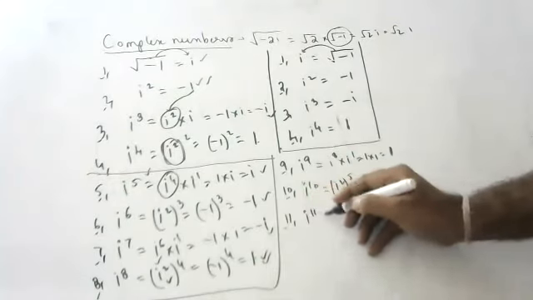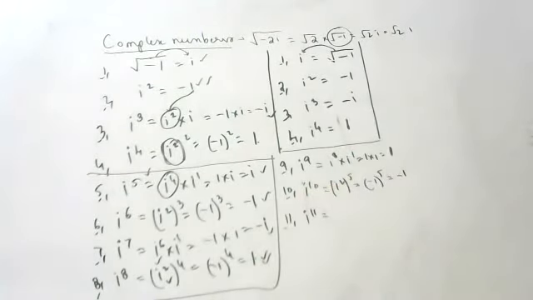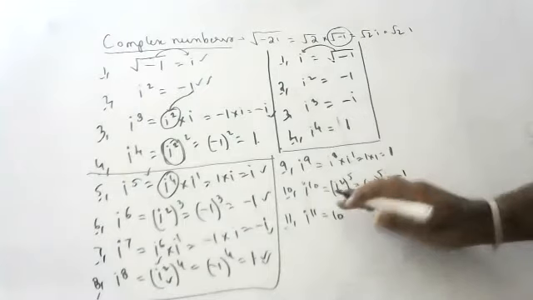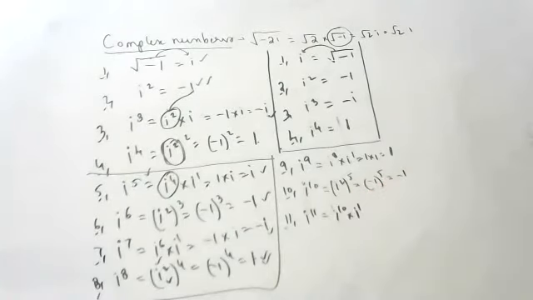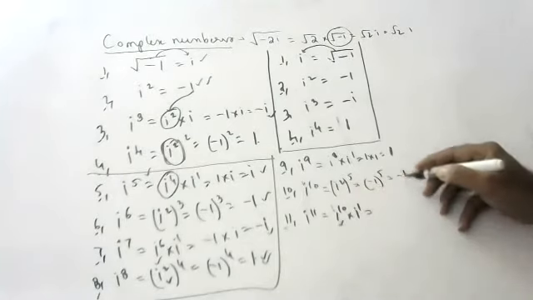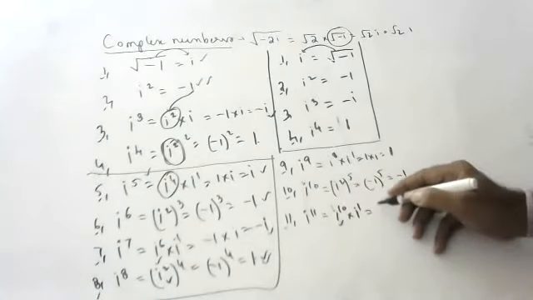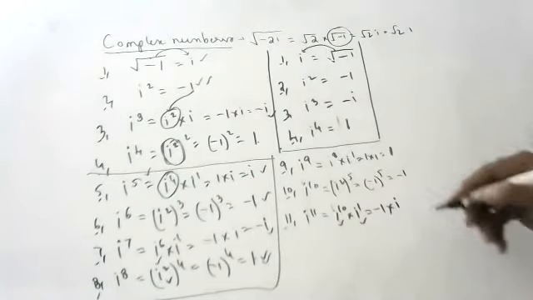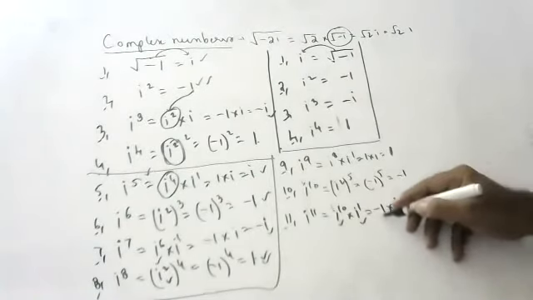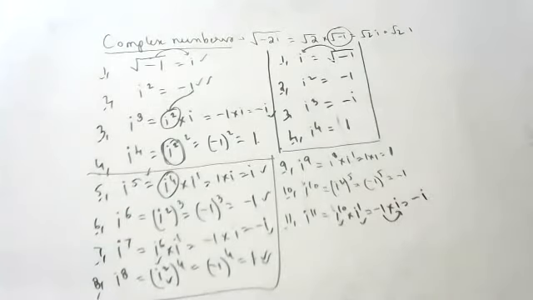Jitin, can you tell I to the power of 11? Sir, I to the power 11 is I10 into I1. I10 is how much? Minus 1. I1 is how much? I. Minus 1 into I, minus I.